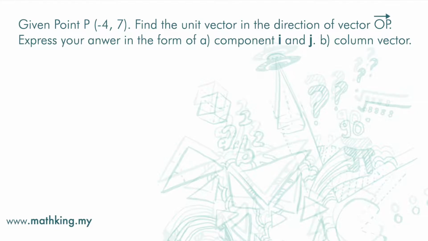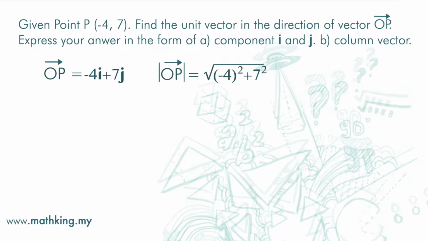Given point P(-4, 7), find the unit vector in the direction of vector OP. Express your answer in the form of A, component i and j, B, column vector. Vector OP, when expressed in terms of component i and j, will be -4i plus 7j. And the magnitude of vector OP is the square root of (-4) squared plus 7 squared, which is 8.1.